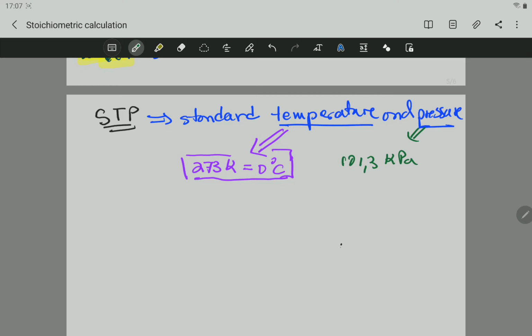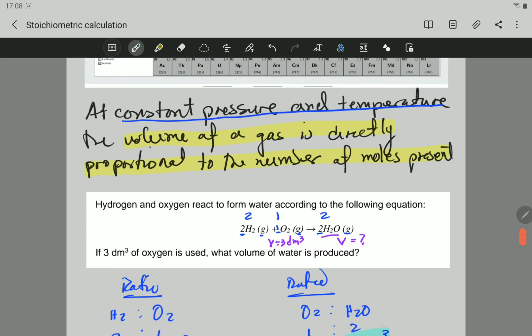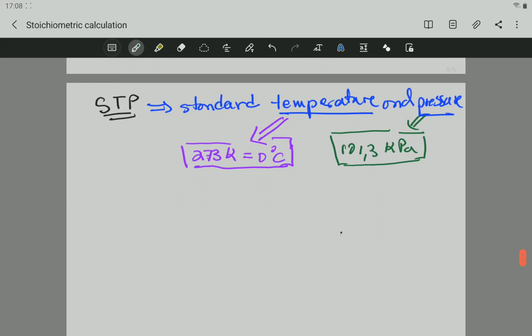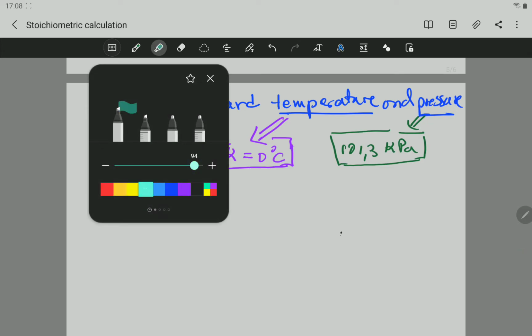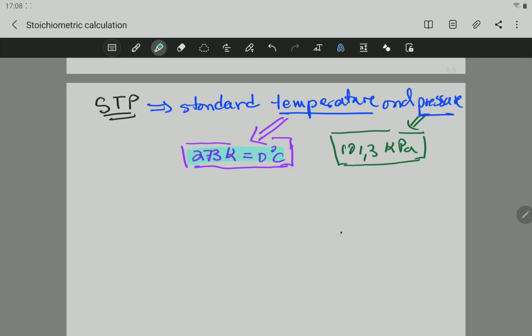101.3 kilopascal. All right, and this is what we call standard temperature and pressure. Please do not confuse them, because they are not the same thing. Here we spoke about just constant temperature and pressure. Constant temperature and pressure could be any value, but standard temperature and pressure is a specific value that we have to keep in mind. It's not any value we want. The temperature is this one and the pressure is that one there. All right, so that is in terms of a standard temperature and pressure.